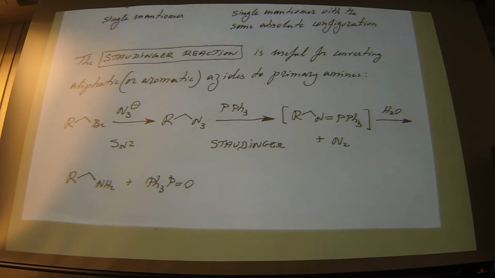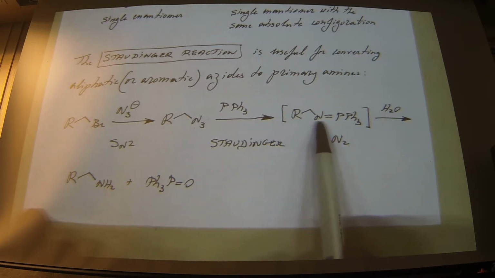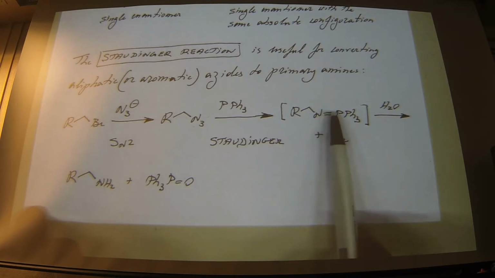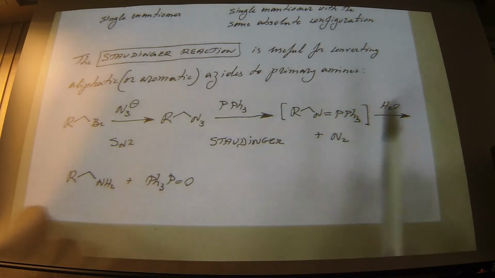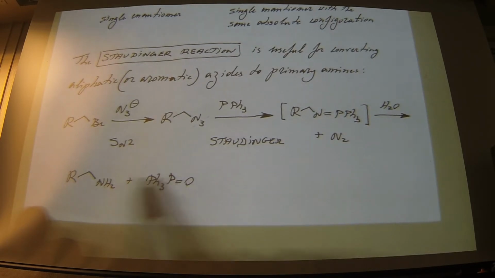Yeah, it looks like a Wittig reaction. In fact, it's sort of a nitrogen analog of Wittig. And so this looks like the kind of ylide that we saw when we were doing the Wittig reaction, except there we had carbon. As it turns out, this will react with aldehydes, but we don't need to talk about that. If you hydrolyze it, you end up with the triphenylphosphine oxide and the amine. So it takes the azide to the amine.